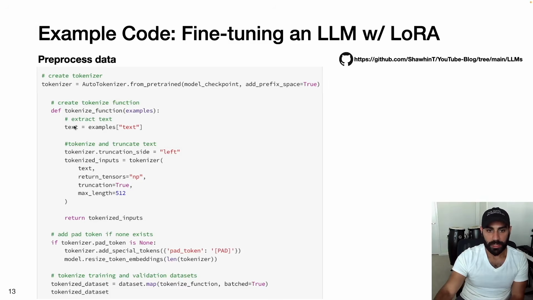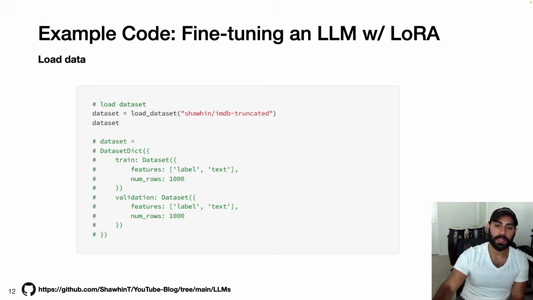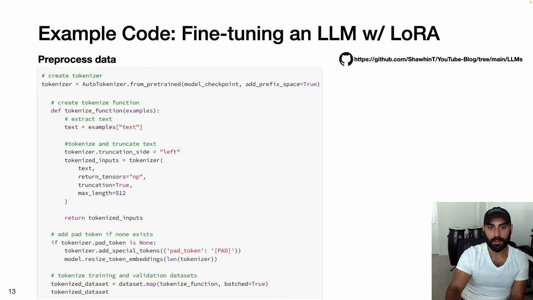And you see we're extracting the text. So going back to the previous slide, you can see that our training data set has two features. It has a label and a piece of text. So you can imagine each row of this training data set has text and it has a label associated with that text. So when we go over here, the examples is just like a row from this data set, and we're grabbing the text from that example.